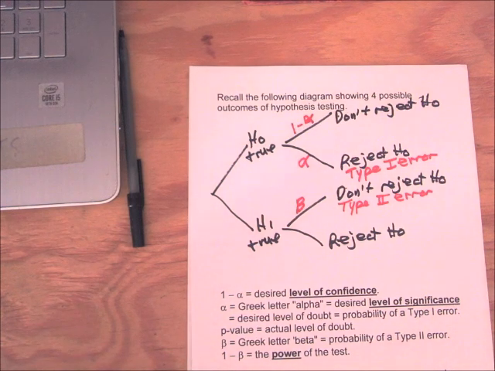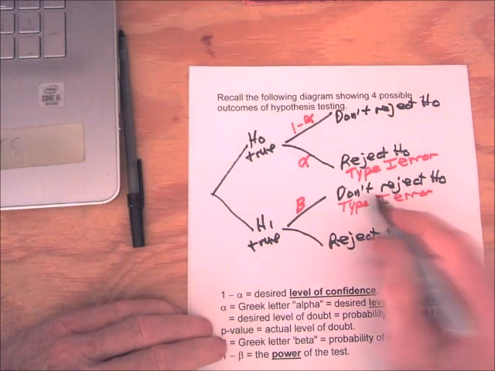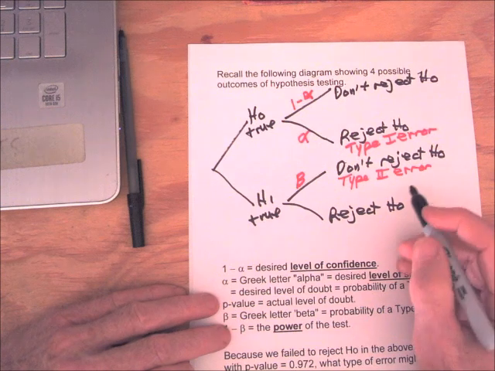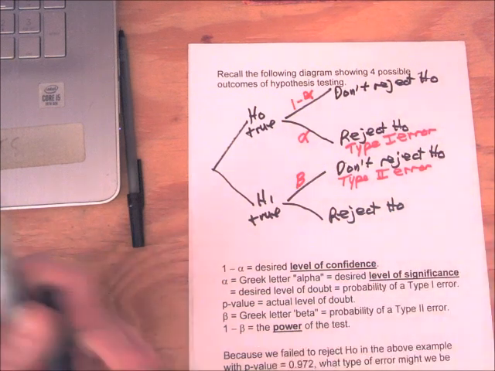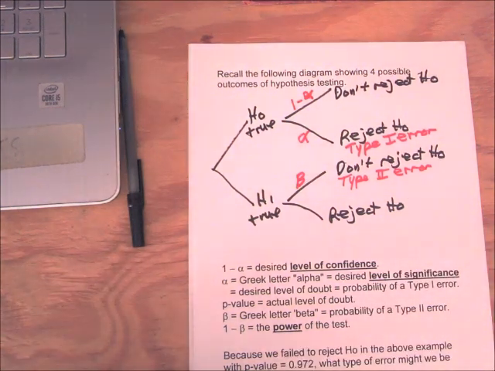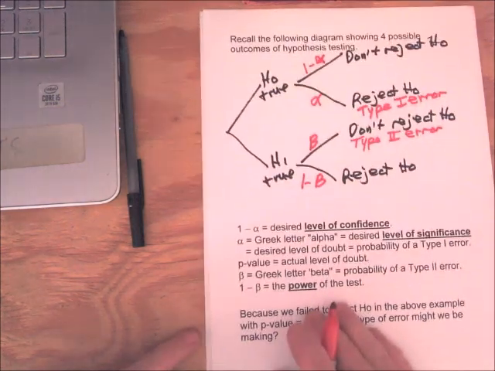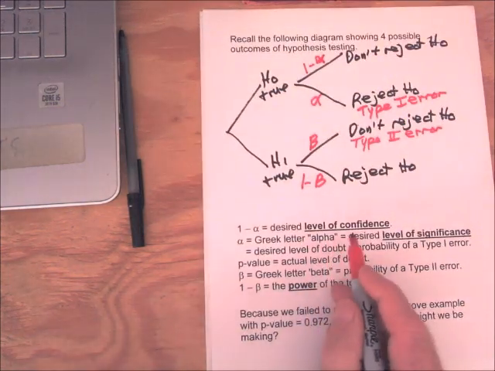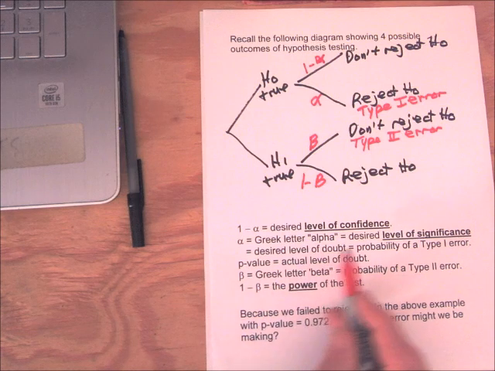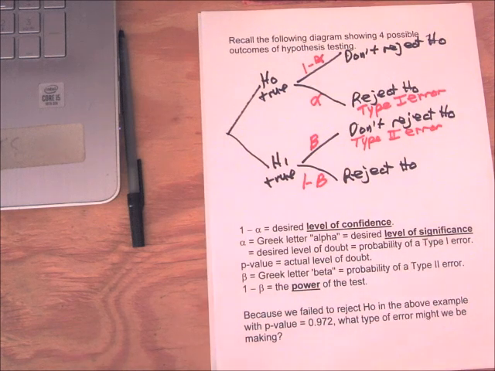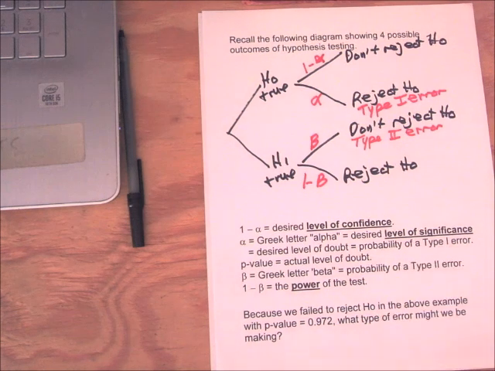Type 2 error, and that's represented by the Greek letter beta that looks like a capital B, a script B. And if we reject H0 and H1 is true, that's called the power of the test. That's 1 minus beta. So 1 minus alpha, desired level of confidence. Greek letter alpha, desired level of significance. I like to call it that level of doubt. It's the probability of a type 1 error.